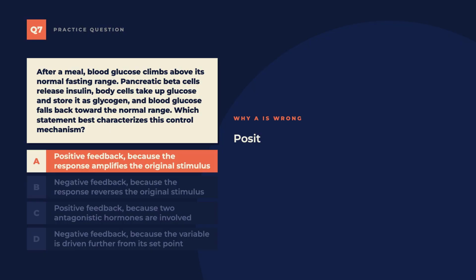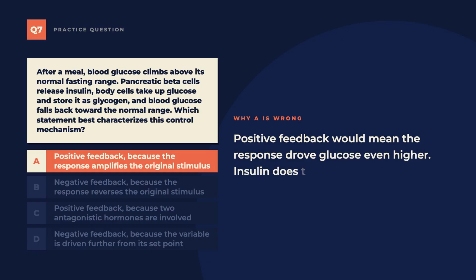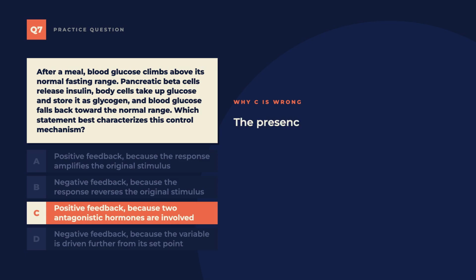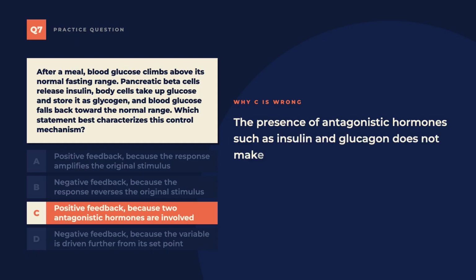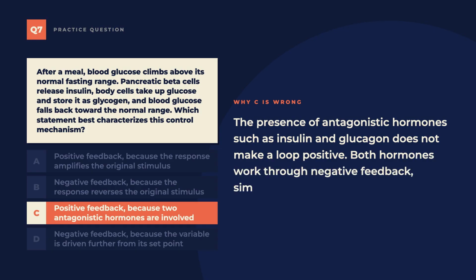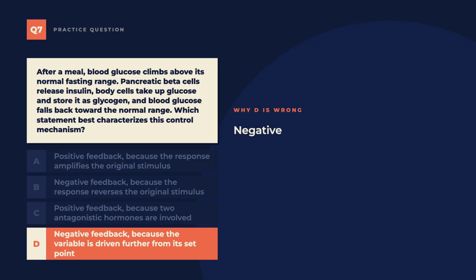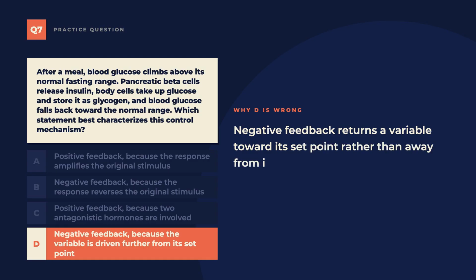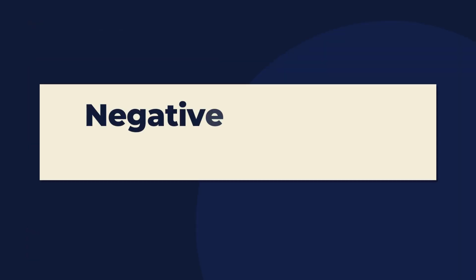A is wrong because positive feedback would mean the response drove glucose even higher. Insulin does the opposite by removing glucose from the blood. C is wrong because the presence of antagonistic hormones such as insulin and glucagon does not make a loop positive. Both hormones work through negative feedback, simply pushing glucose in opposite directions. D is wrong because negative feedback returns a variable toward its set point rather than away from it. Movement further from the set point is the signature of positive feedback.